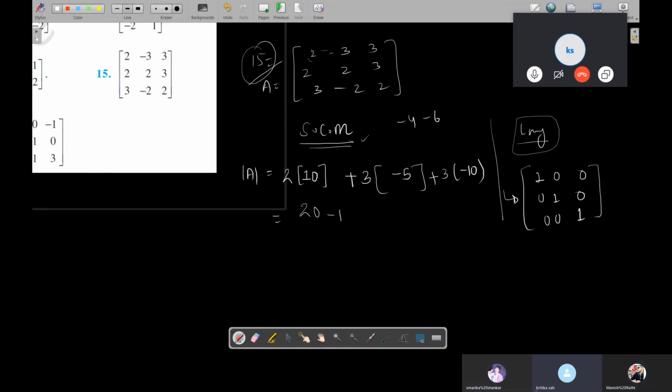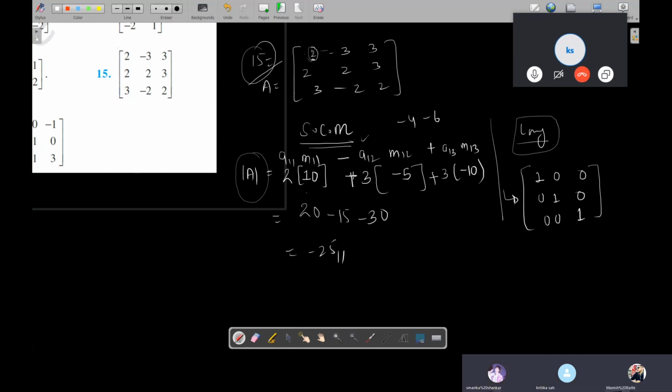How will we know that we have to use adjoint or minor, whatever? See, the formula of determinant of A I have said, right? First you need to have an element written over here, and you need to multiply it with the minor. That is a11 m11, a12 m12, a13 m13. After finding, you need to alternate the sign. That is plus, minus. So if you see, a11 is 2, 2 times 4 plus 6, 10, m11.